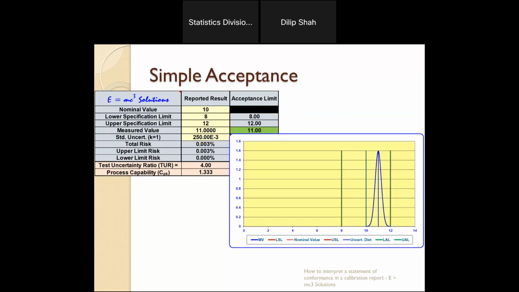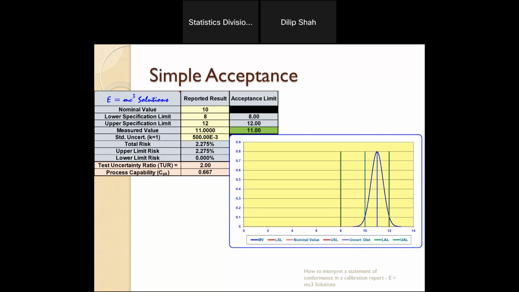Now, that same measurement, it shifted. Now it is 11. Well, it is still within the specification limits, and there's no issues associated with that. Yeah, there's a slight tail end area out here, 0.003% risk, and yeah, I could probably live with that. And that looks very good.